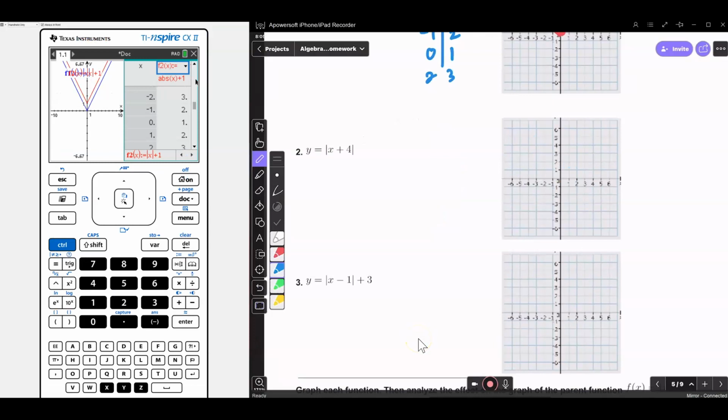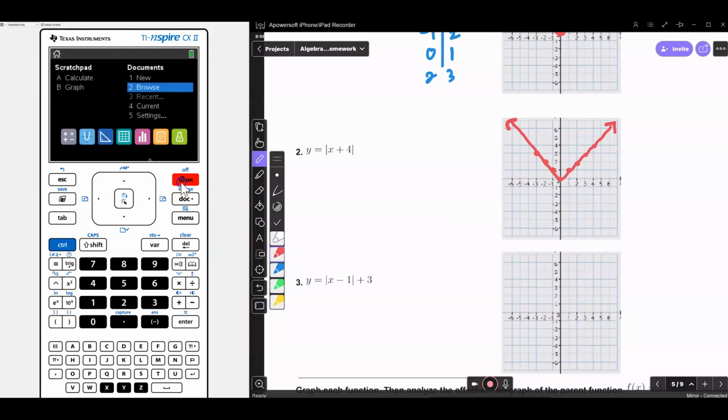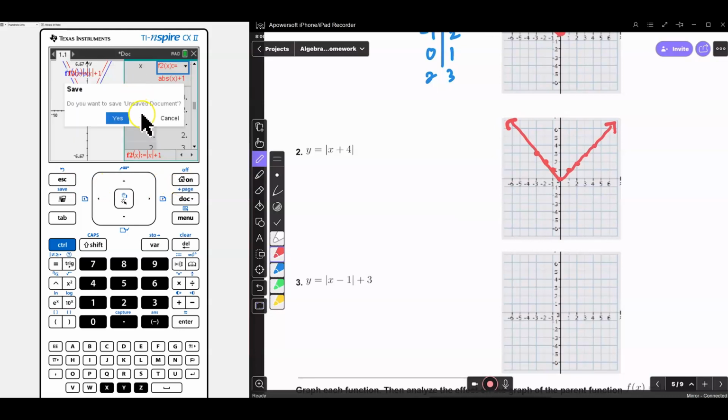Once again, we're going to graph the parent function. So it's 0, 0, 1, 1, 2, 2, 3, 3, 4, 4, connect the points. Negative 1, 1, negative 2, 2, negative 3, 3, and so on. I'm going to go to the graph again, go to menu, and clear this. I'm going to do a new graph.